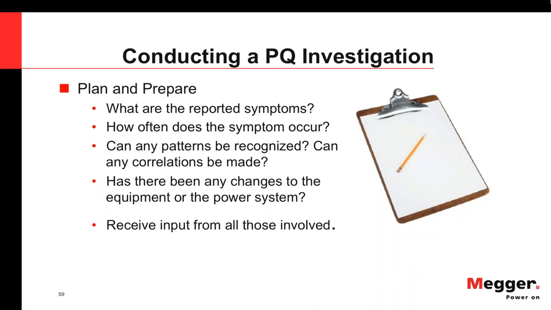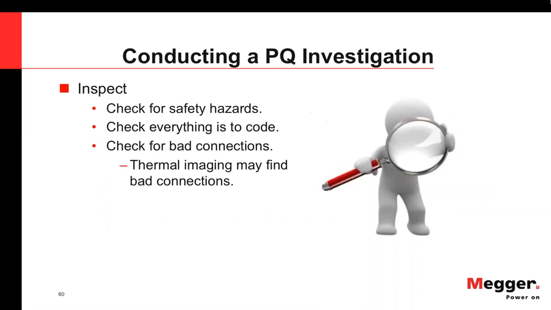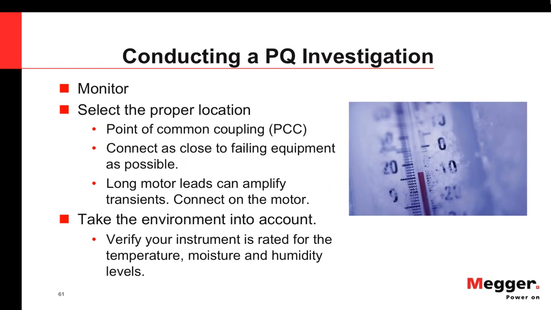Can any patterns be recognized? Can any correlations be made from those patterns? Have there been any changes to the equipment on the power system? A lot of times you can get a big clue from that. If something has been recently changed and suddenly there's a power quality problem, that's a good shot that they're related. And the other thing is to receive inputs from as many people involved as possible, because different people may be seeing things a little bit differently. It's sort of like conducting a criminal investigation. Question as many as you can.